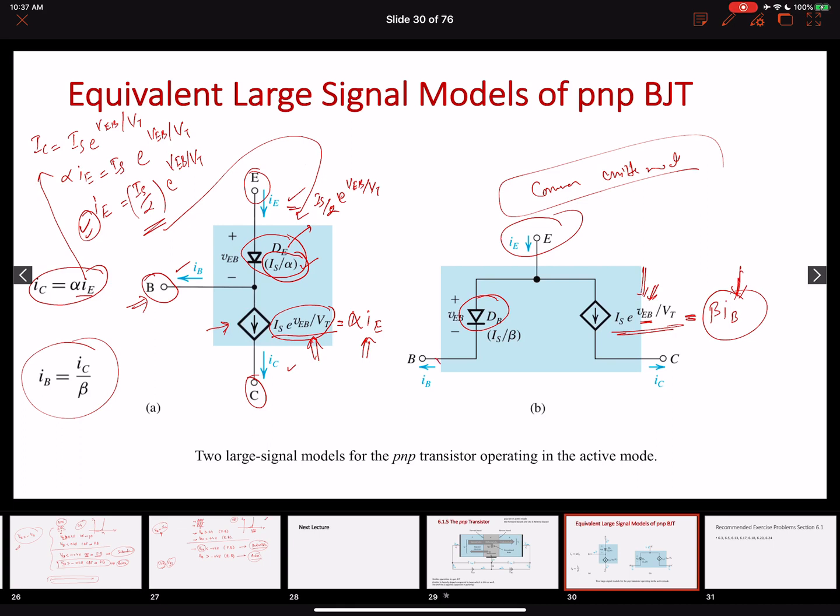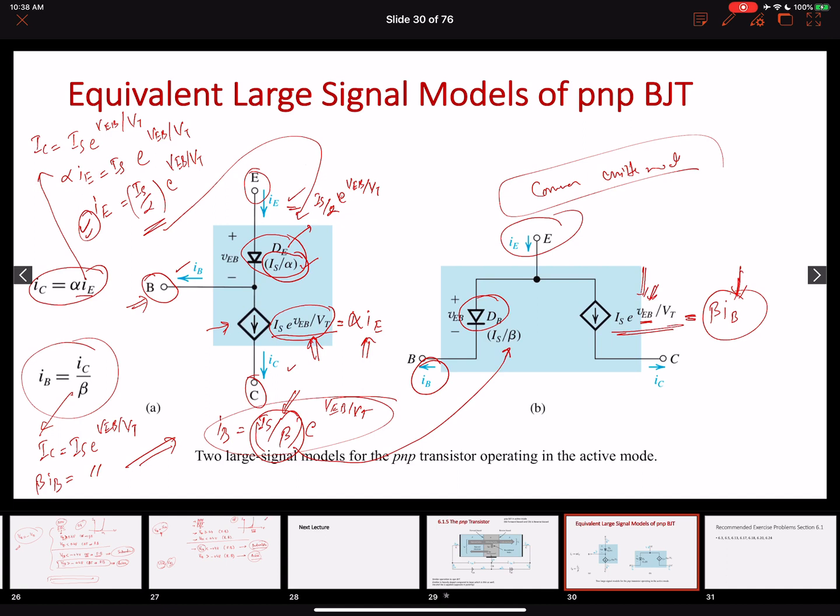So let's find out the value of the current IB, right? So we can find out the value of the current IB from here, right? So we know that IC equals IS e raised to the power VEB over VT. Let's put the value of IC over here. So the IC will be equal to beta times IB into this. So what we can see is the base current will be equal to IS over beta e raised to the power VEB over VT. Now we can see that the base current has a scaling current of IS over beta. So this scaling current is appearing over here.